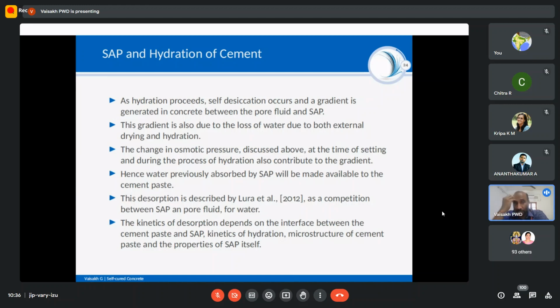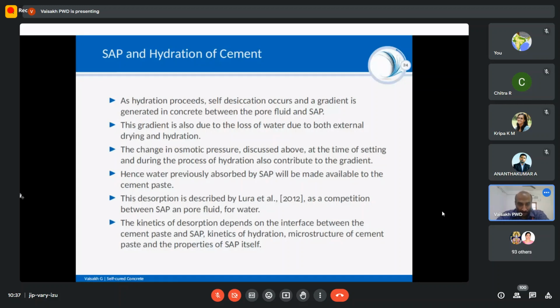As I have mentioned earlier, when the hydration proceeds, self-desiccation occurs, and a gradient is generated in concrete between pore fluid and sap. This can also be due to the loss of water, both external and internal. Changing osmotic pressure also contributes to this. Then the condition becomes favorable for sap to release the water back to the solution.